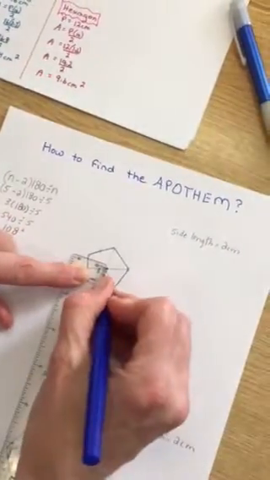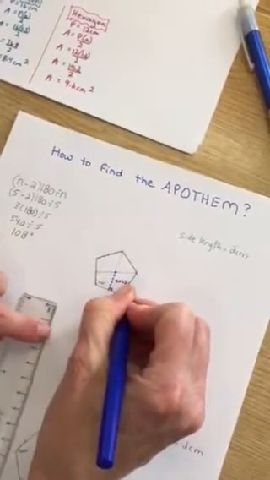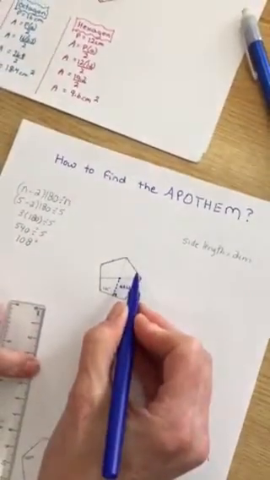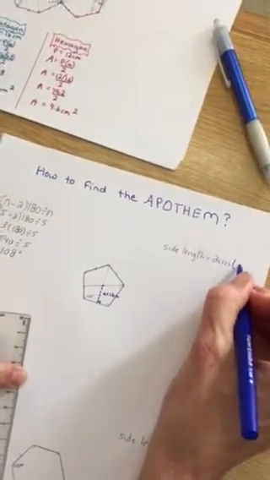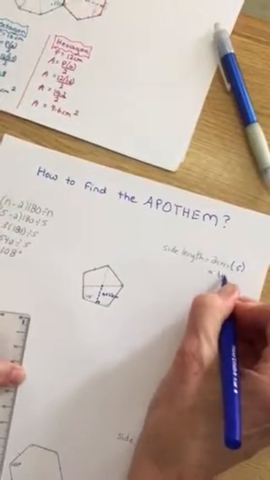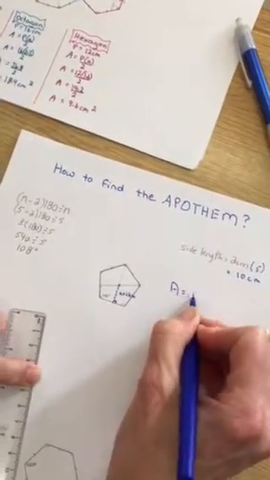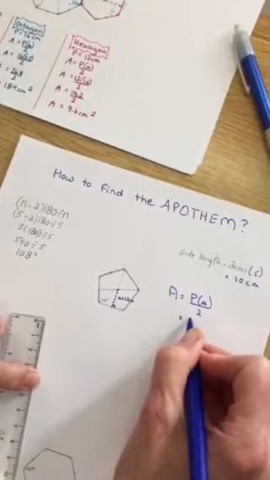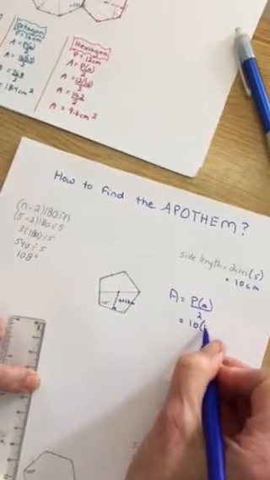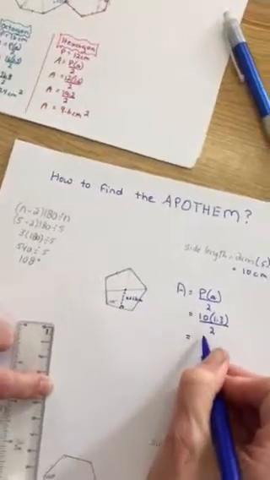I see that it is 1.3 centimeters. Now, if my pentagon has 5 sides of 2 centimeters, my perimeter is 10 centimeters. Our formula for area is perimeter times apothem divided by 2. My perimeter is 10. We just found our apothem. And then we divide by 2.